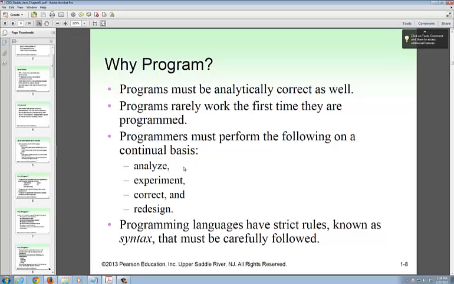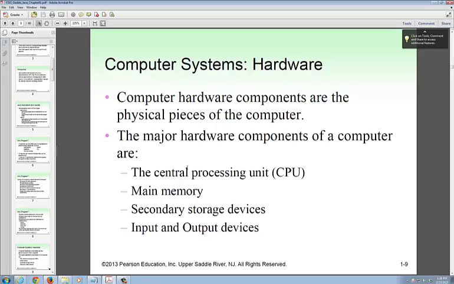Programming languages have strict rules, such as what's called syntax. Syntax covers things like punctuation, closing and opening, beginning and ending, capitalization, and reserved words. These are syntax rules in every programming language. I'd like for you to know this one.